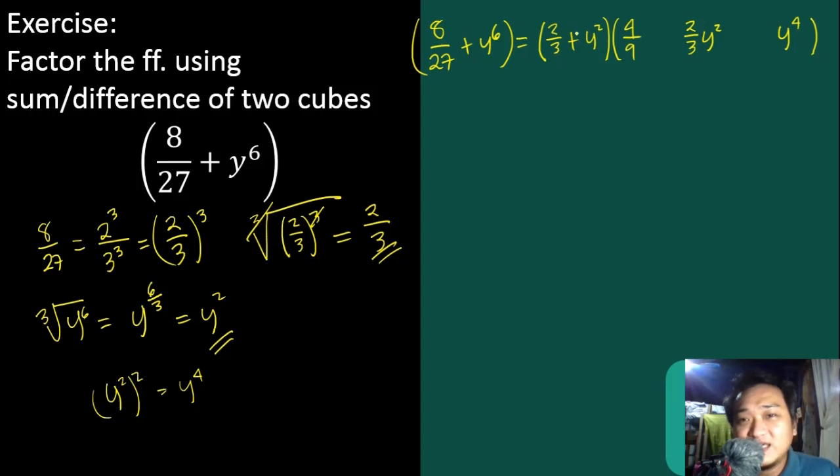Okay. Again, we discussed that when it is positive there, the middle term is negative, and the rest are positive. So, the factor, let us clean it up. The factor of 8/27 plus y raised to 6 is equivalent to 2/3 plus y squared times the trinomial 4/9 minus 2/3 y squared plus y to the 4th.